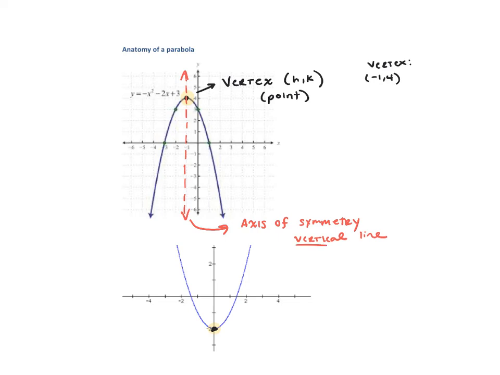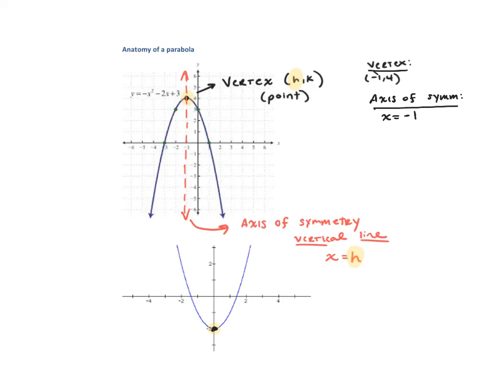Because it's a vertical line, you write it as x equals a number. Now that number is going to be the same as the x value of the vertex. Whatever that is, it's the same as your axis of symmetry. So for us, our axis of symmetry is x equals negative 1.